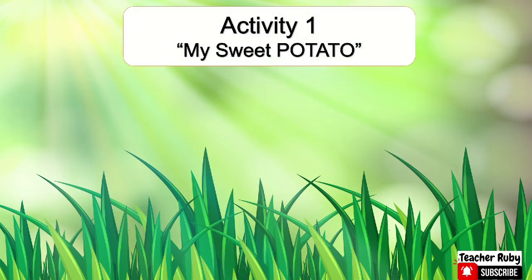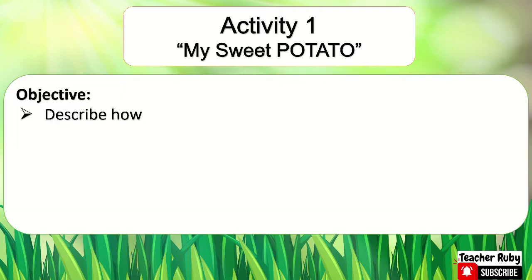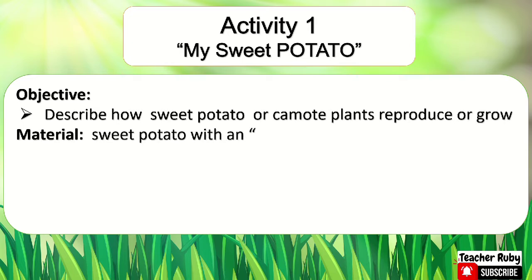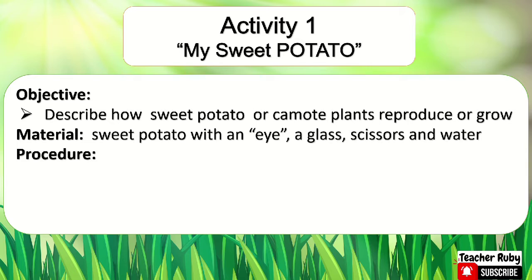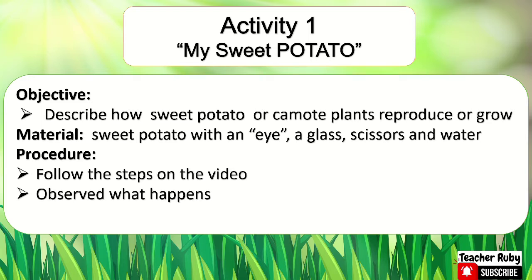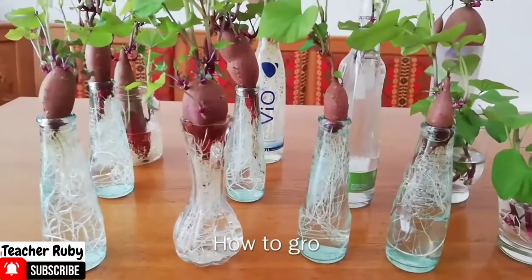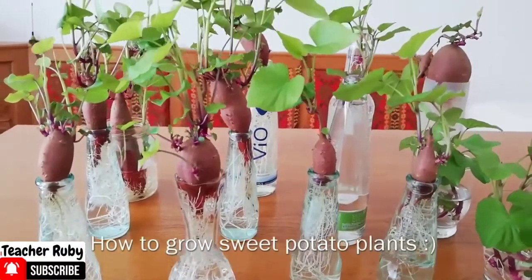For the first activity, entitled My Sweet Potato, describe how sweet potato or kamote plants reproduce or grow. Materials: sweet potato with an eye, a glass, scissors, and water. Procedure: follow the steps on the video and observe what happens in the potato after 3 days. Discuss the result of the experiment. In this video, it will show you how to grow sweet potato plants.